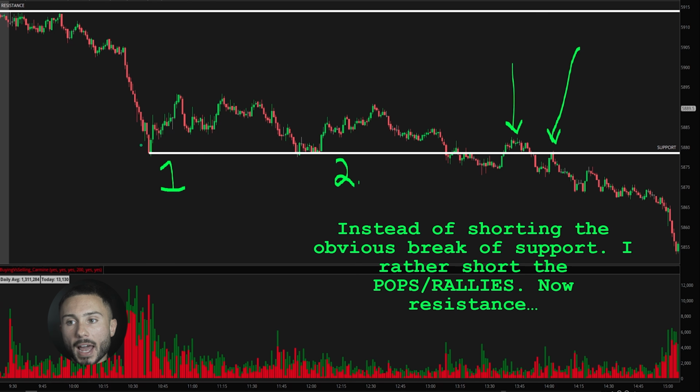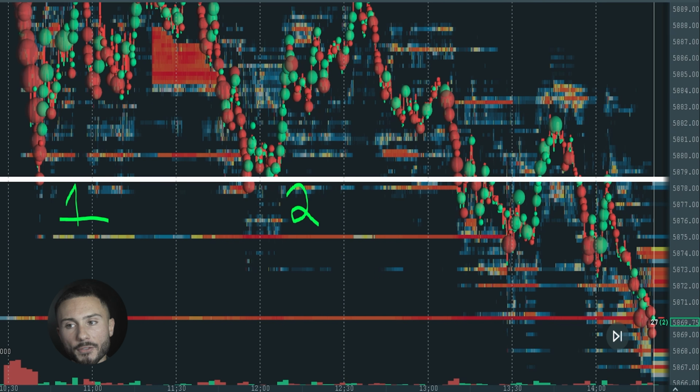So here's the classic spike up. The old support level now acts as resistance on two different occasions. And this is where I look to short the pops or short the rallies, especially now that this is acting as resistance, which it was once support. We can validate this with volume by price.